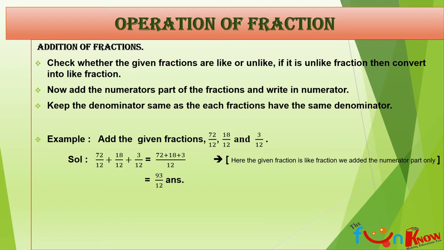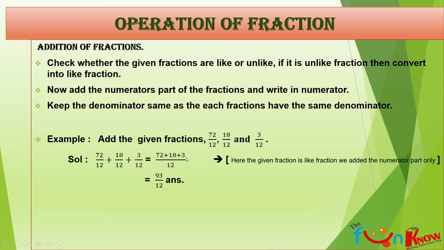And if you are not understanding, here is a quick recap. If there are unlike fractions, you will find the LCM of the denominators, and whatever the LCM value is, you will multiply it with each denominator, and then you will make all the denominators the same. That is a like fraction. You will convert unlike to like.